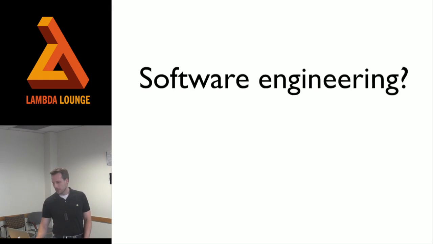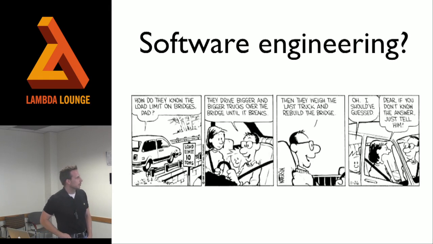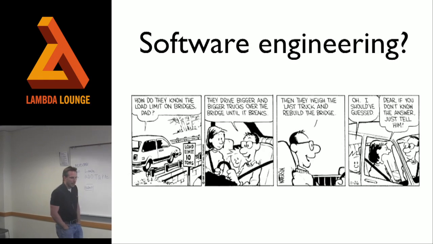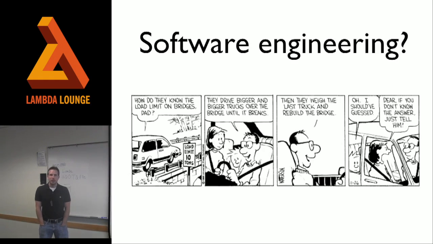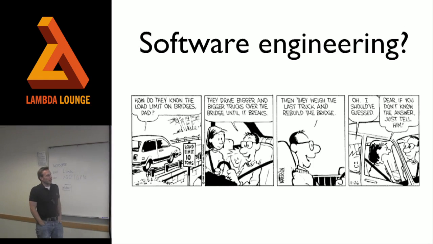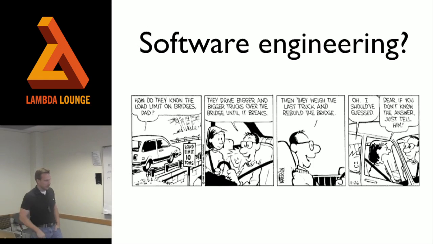Because if you compare it to other kinds of engineering, it's not quite the same thing. And I think this cartoon from Calvin and Hobbes, which I saw as a kid, and I remember when I was learning software engineering in college, this cartoon flashed into my head, and I went out and found it because I feel this perfectly describes the way we build software today. What's going on here is they're driving over a bridge. Of course, Calvin asks his dad, "How do they know the load limit on the bridge?" And his dad, of course, replies, "Well, they just drive bigger and bigger trucks across the bridge until it breaks, and then they know the load limit." And of course, then you rebuild the bridge.